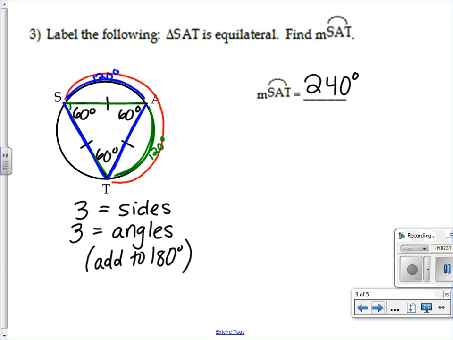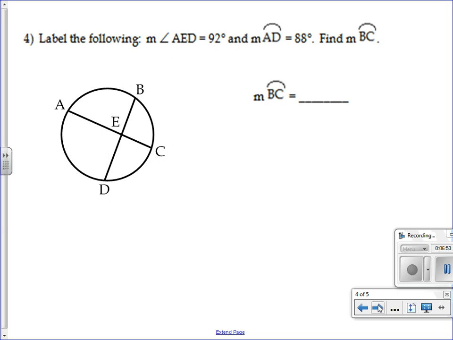I could also find the intercepted arc for angle A, but we actually don't need it because we're just trying to wrap from S all the way to T. So this entire arc measure from S all the way to T is going to be 120 plus 120, which gives us that 240. Okay, number 4. So the answer for the measure of arc BC is going to be 96 degrees.